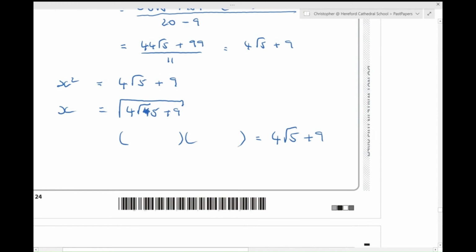Well, I know it's going to have some root 5s in it, so I'm going to start by putting my root 5s in. Now, those 2 root 5s will give me a contributory term towards the 9, won't they? Because root 5 times root 5 is 5. So I've already got 5 towards the 9, so I'm going to need another 4. So I'm going to try with 2 here. So if I have 2 plus root 5 and 2 plus root 5, I know I'm going to end up with the plus 9. And will I end up with 4 root 5s? Yes, I will. Therefore, x is the square root of 4 root 5 plus 9, which is 2 plus root 5.